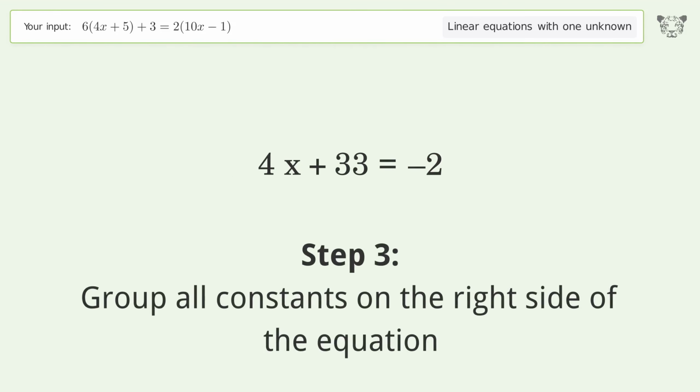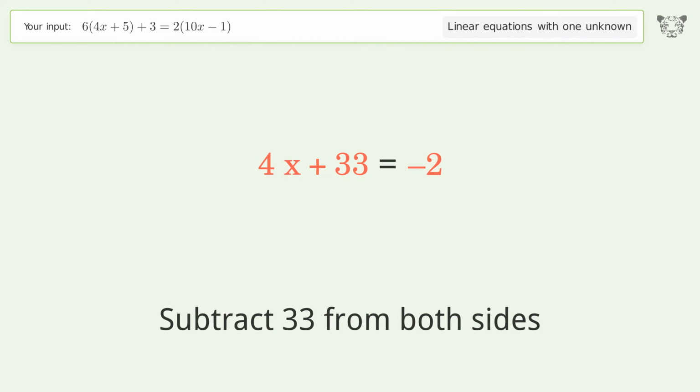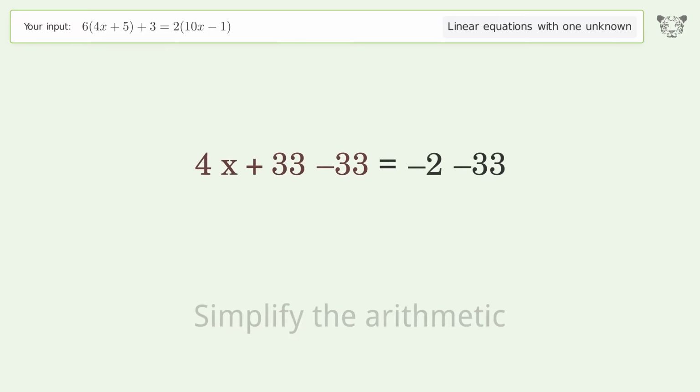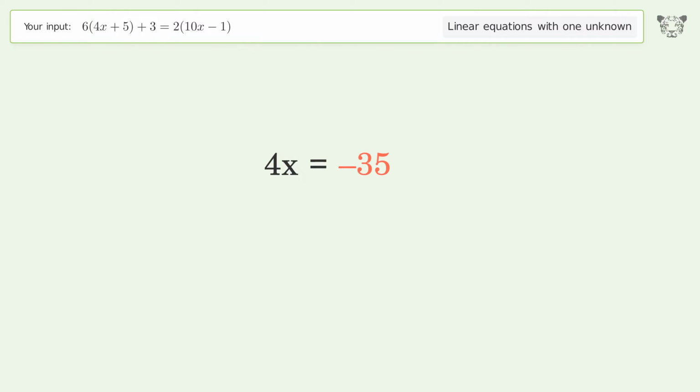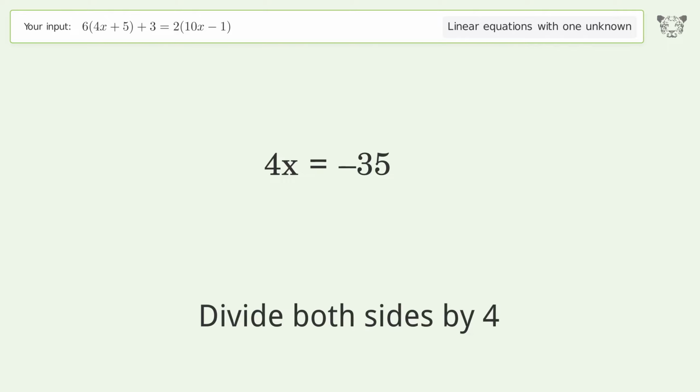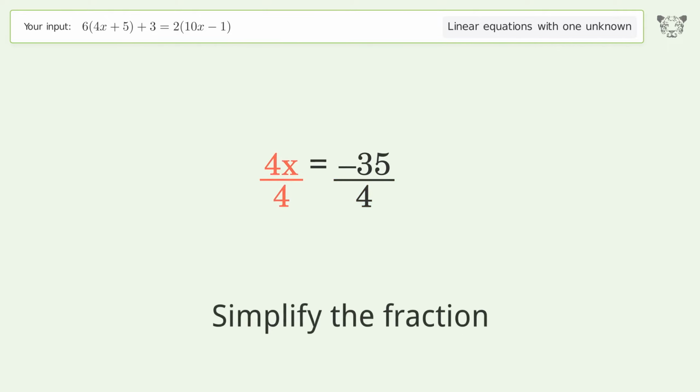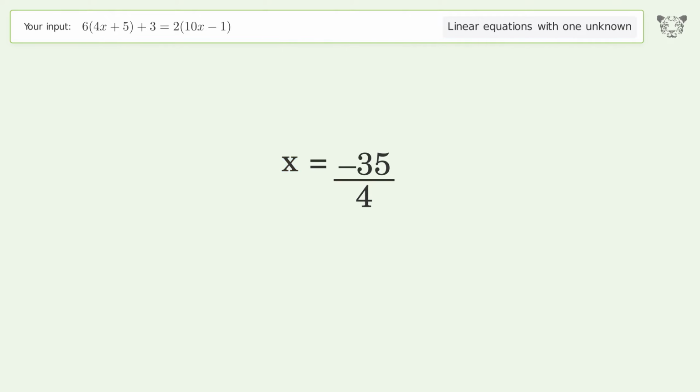Group all constants on the right side of the equation. Subtract 33 from both sides. Simplify the arithmetic. Isolate the x. Divide both sides by 4. Simplify the fraction. And so the final result is x equals -35/4.